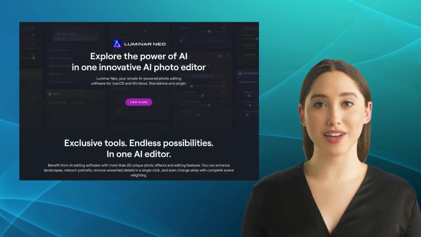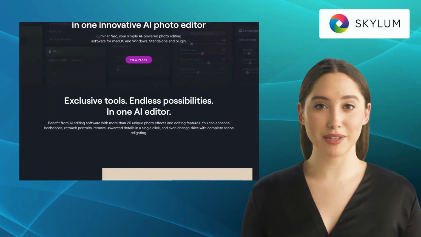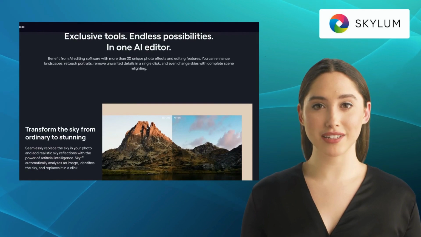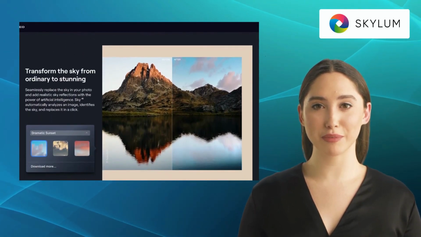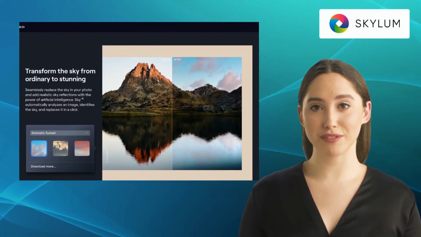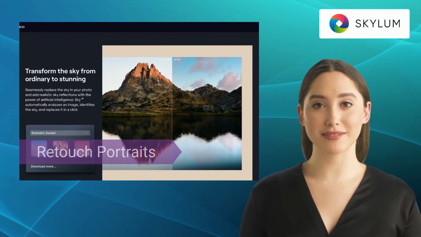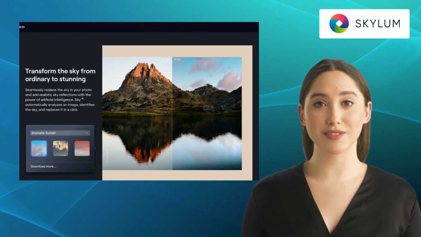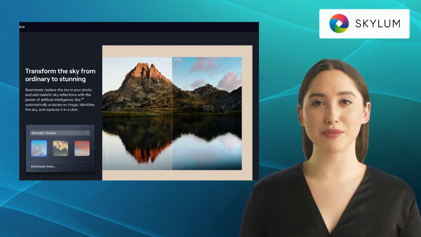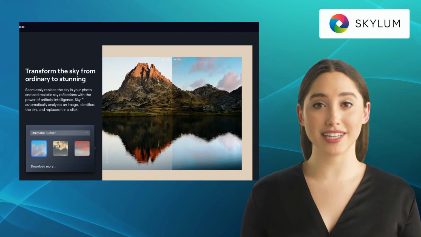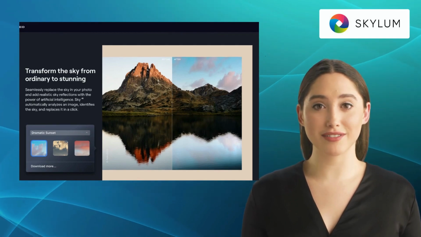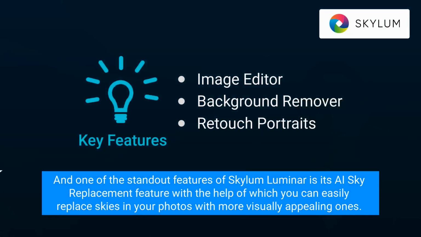Next up, we have Skylum Luminar. Skylum Luminar is a feature-rich photo editing software that combines a comprehensive editing toolkit with an intuitive interface. It offers key features like image editor, background remover, and retouch portraits. Designed to meet the needs of photographers of all skill levels, Luminar offers a wide range of editing tools, including basic adjustments, filters, and advanced features. And one of the standout features of Skylum Luminar is its AI sky replacement feature, with the help of which you can easily replace skies in your photos with more visually appealing ones.